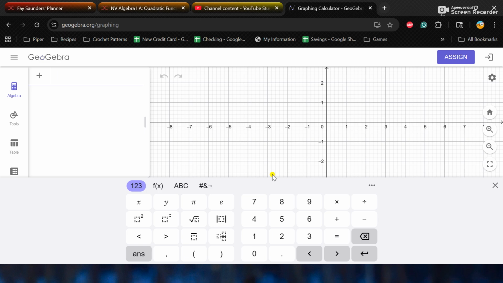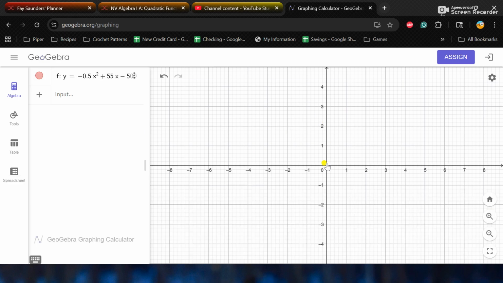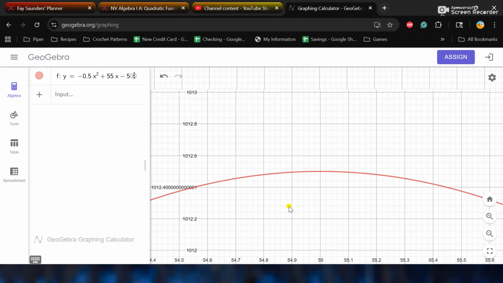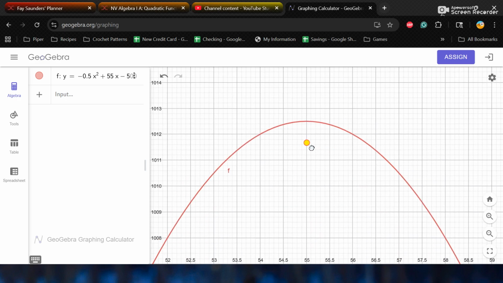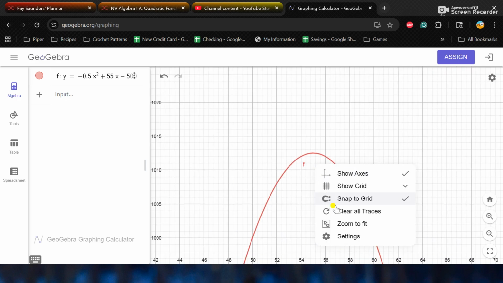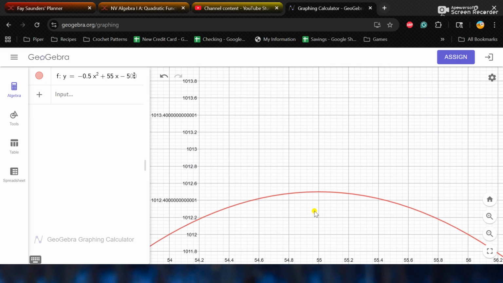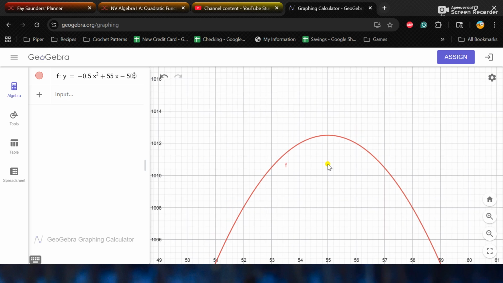Jake has a side business making pottery. His monthly profit is modeled by the equation P, which is going to be y, equals negative 0.5x, but they're using n, but we're using x, squared plus 55x, minus 500. I fat fingered the keyboard. Let's go ahead and zoom to fit so we can kind of see what we're doing. Let's try zooming to fit again. Nope, that didn't help. But, you know, we'll do what we can do.